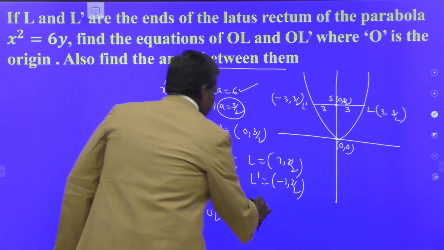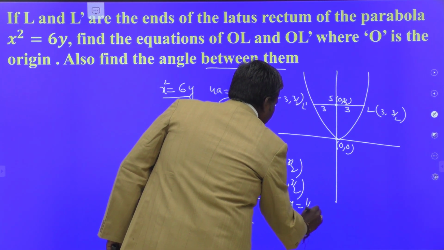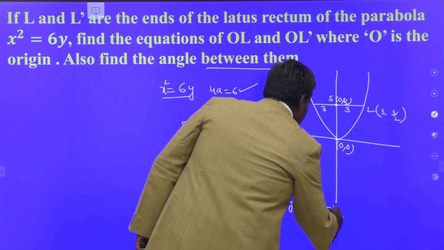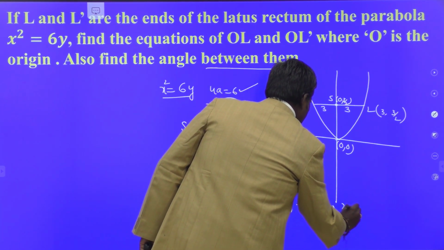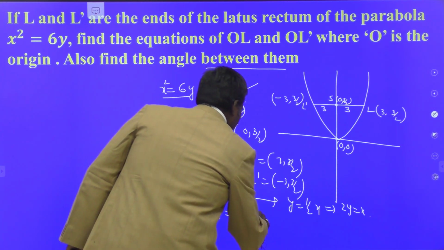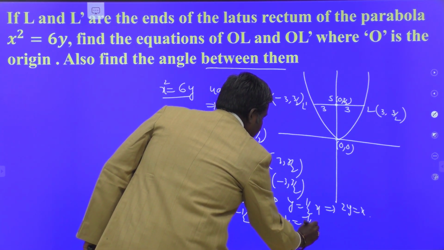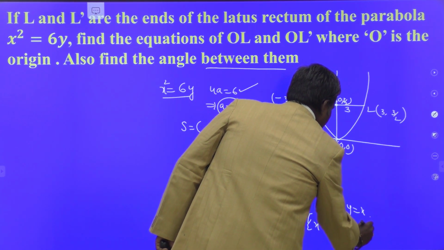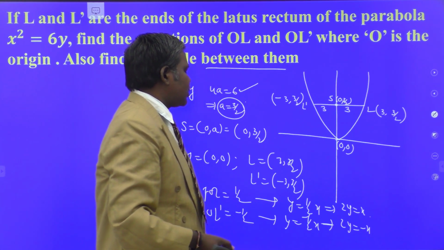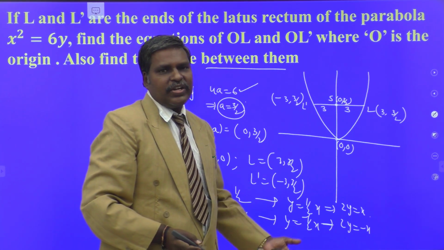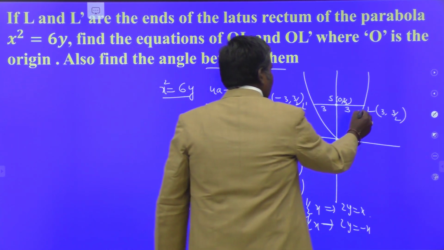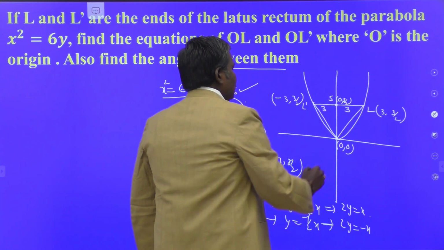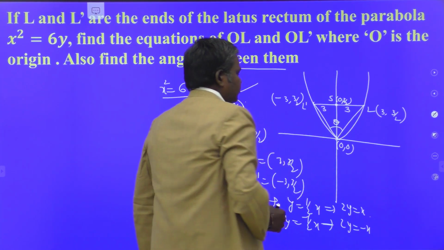So the equation of OL is y is equal to 1 by 2 x. Your point is the origin, so y minus 0 equal to 1 by 2 into x, or this is nothing but 2y is equal to x. And another equation is y is equal to minus 1 by 2 x, that is 2y equal to minus x. So x minus 2y equal to 0 and x plus 2y equal to 0 are the equations of the lines OL and OL dash. This is OL, this is OL dash. These are the equations. Also we have to find out the angle between them.